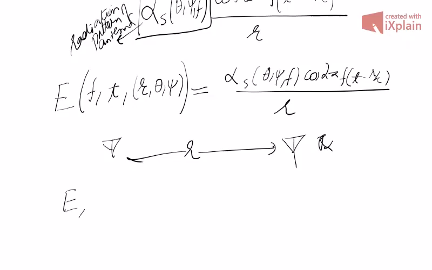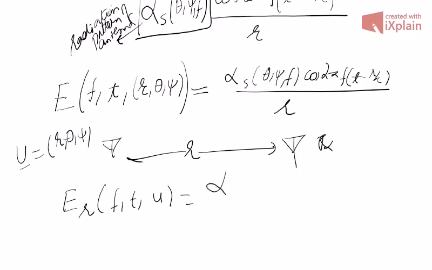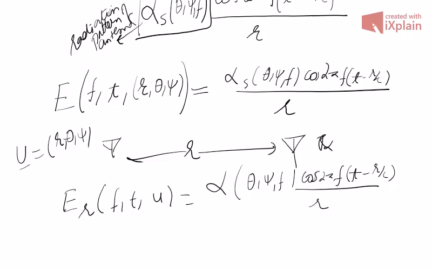I will write that as ER, again a function of f, t, and let me call this u, r, theta, psi. So it will have its own radiation pattern. I will call it alpha. Again, we are not concerned about that. The main thing is the change in the cosine signal, cos 2 pi f (t minus r by c), divided by r. So you can say that its pattern is almost the same.